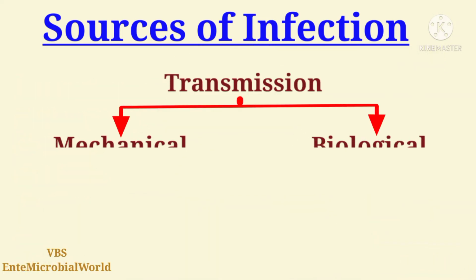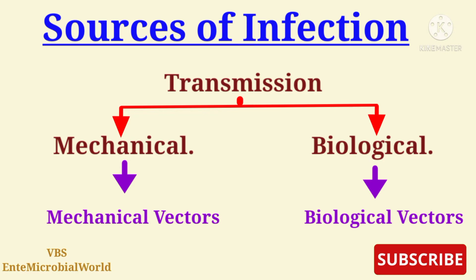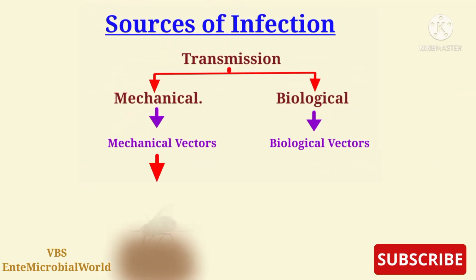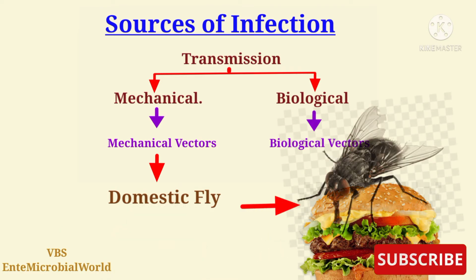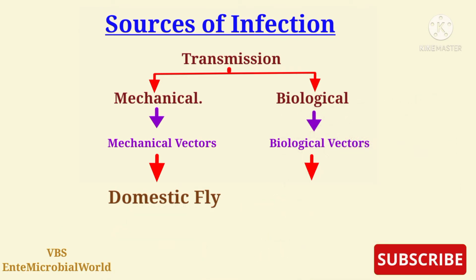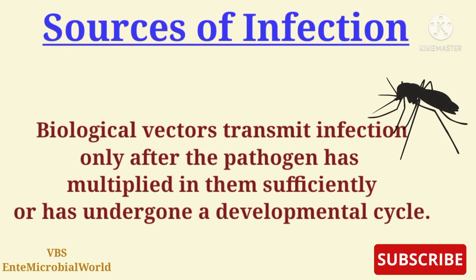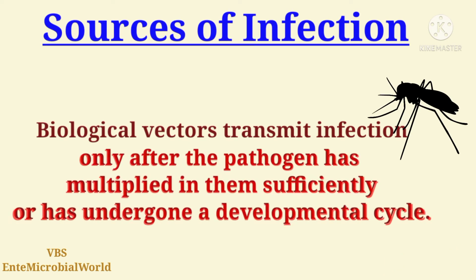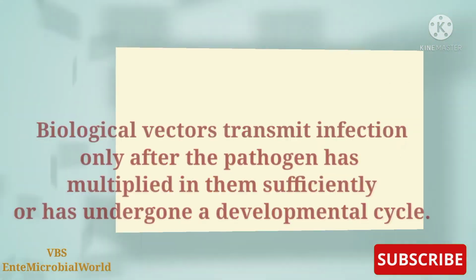Transmission may be mechanical or biological, and the vectors are called mechanical vectors and biological vectors respectively. A good example of mechanical vectors is the domestic fly, which mechanically transmits typhoid bacilli. An example of a biological vector is the mosquito, which transmits malaria. Biological vectors transmit infection only after the pathogen has multiplied in them sufficiently or has undergone a developmental cycle.